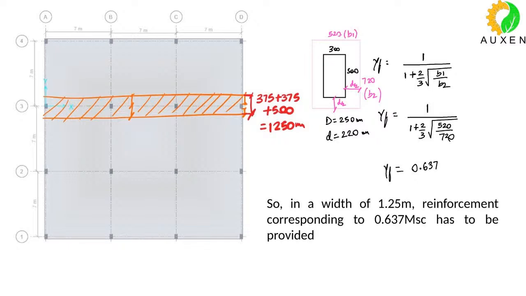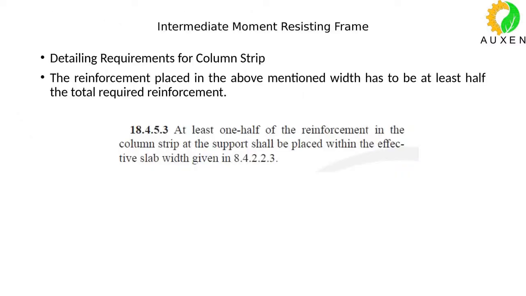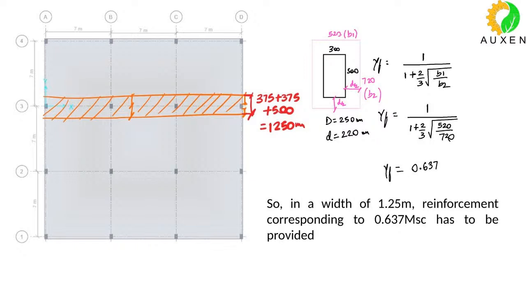Okay, so I could say 63% of the moment reinforcement for that particular moment has to be provided within this concentrated region. And why are we doing so? Because the moment transfer from slab to column, the unbalanced moment transfer, takes place within this width. So we are emphasizing more on this width in the column strip. At least half the reinforcement has to be there in this width, because this is important.